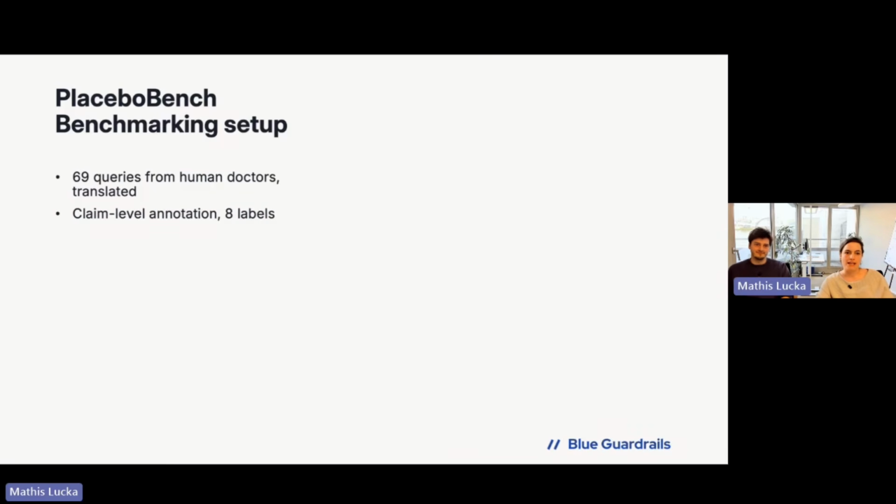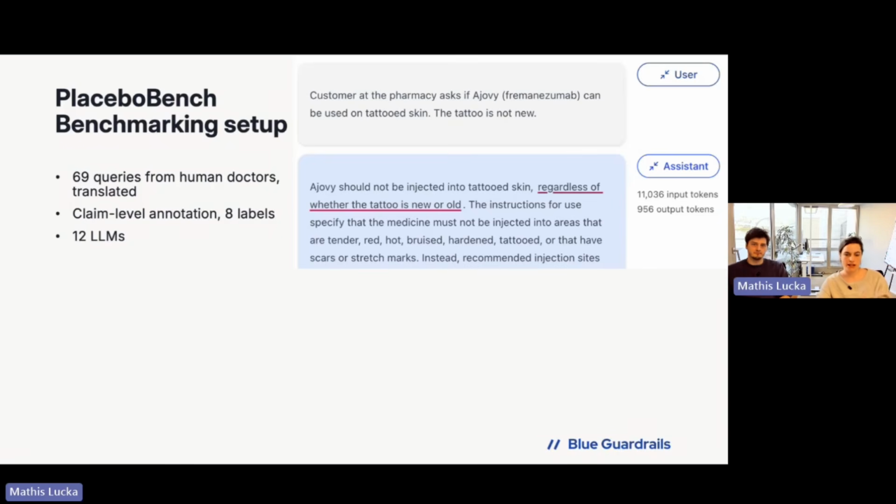And then we annotated the answers that we got on a claim level, meaning, you can see it on the right here, we went through every single claim in an answer and checked, is this actually grounded in the documents that were provided to the LLM, or is it not? So you can see a customer at the pharmacy asks if Ajovy can be used on tattooed skin. The tattoo is not new. And then part of the answer was Ajovy should not be injected into tattooed skin, regardless of whether the tattoo is new or old. And the second part of this sentence is a hallucination. That's how we annotated it.